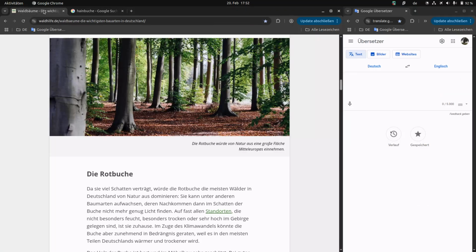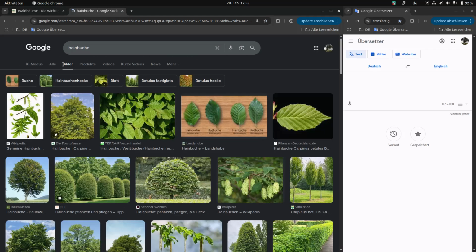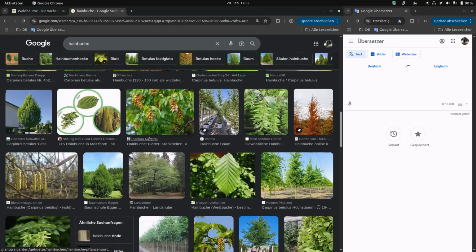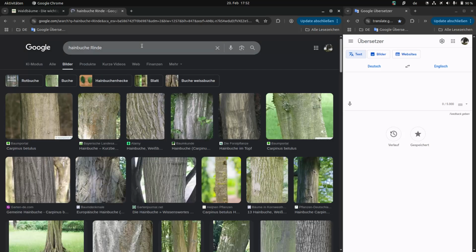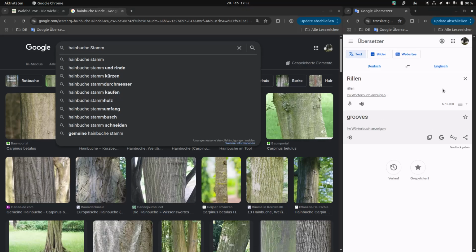By the way, they look very similar from the bark. Are there any pictures of bark? Rinde it's called in German. Not necessarily bark, I want to see the Stamm. But there are still pretty good pictures. I don't necessarily know if they're all the same, because this one doesn't have these, how do you call them? In German we call them Rillen, grooves.